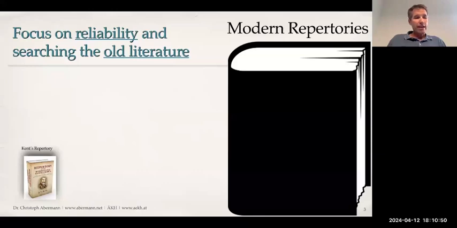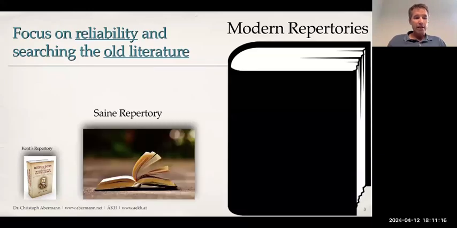While the Kent repertory is too small, I tried to show it small here to compare it to the modern repertories on the right. With the modern repertories, it's sometimes difficult to rule out remedies because the rubrics are too full and have too many third and fourth grade remedies. The Saine repertory is somewhere in between the two in size, and contains only reliable additions, most of which have been taken from the old homeopathic literature.